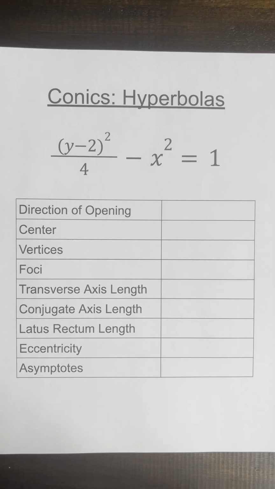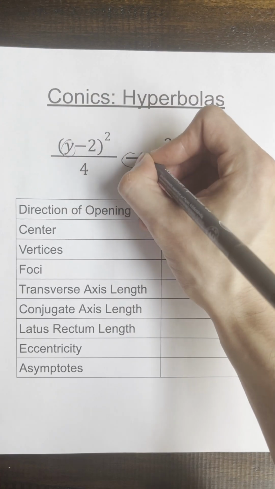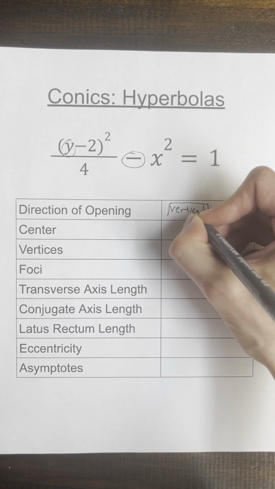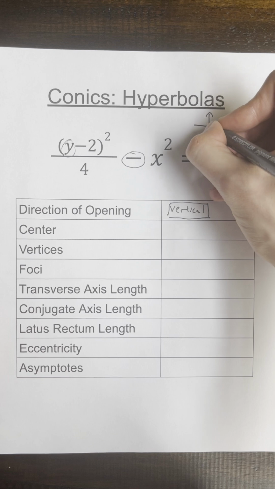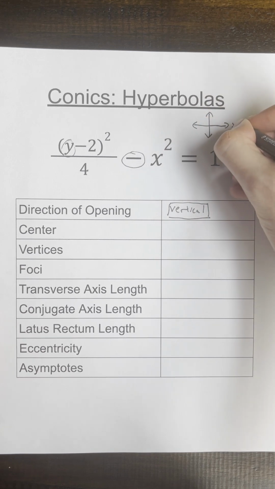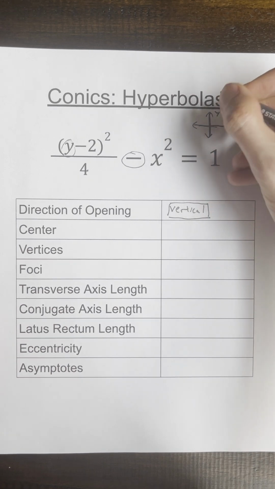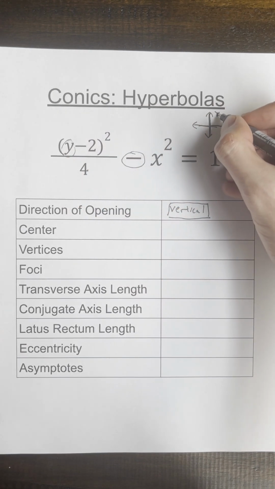Here's what to do if it opens vertically. First off, why does it open vertically? Because y is in front of the minus sign. This is your answer. With the xy plane, this is the x-axis. So when we think x, we think horizontally. When we think y, we think vertically. Since y is in front of the minus sign, it opens vertically.